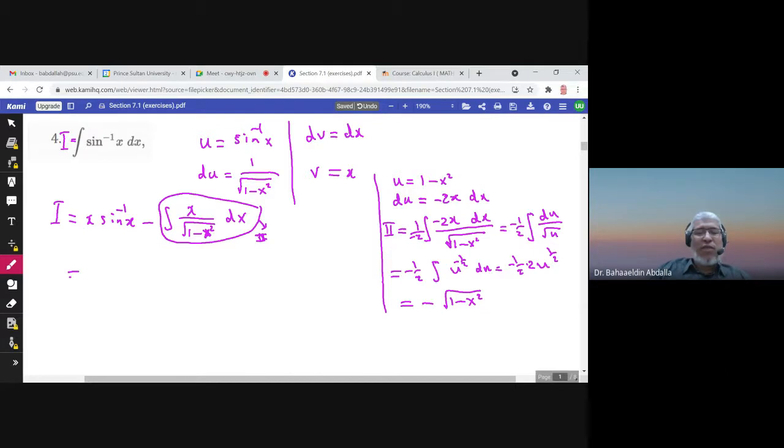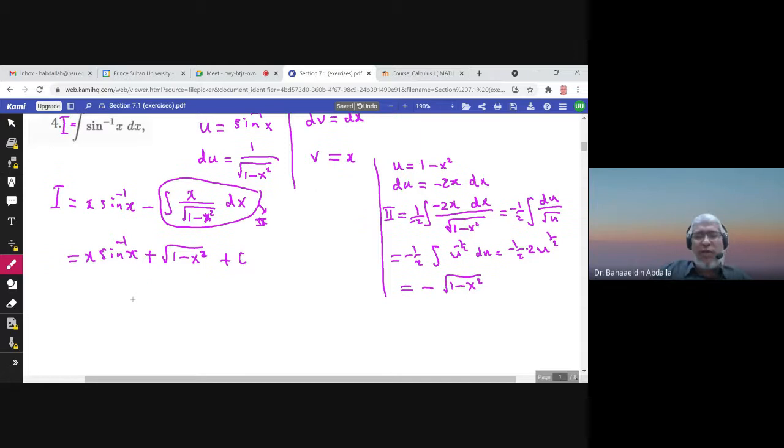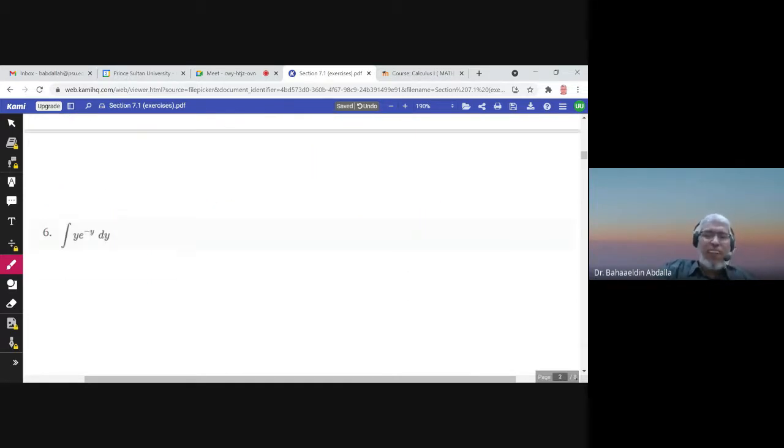So the final answer now would be x sine inverse x minus double I, which is minus this. So minus times minus would be plus square root of 1 minus x squared, plus c. So this is the integral of sine inverse x. If you find the derivative of this, you should get sine inverse.